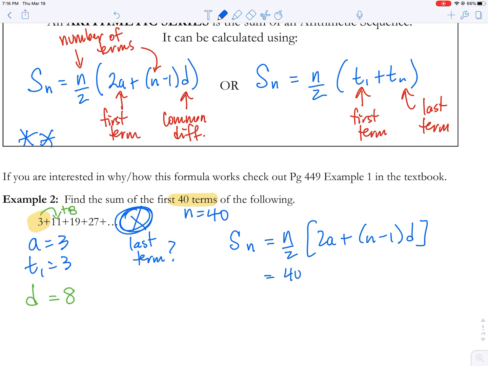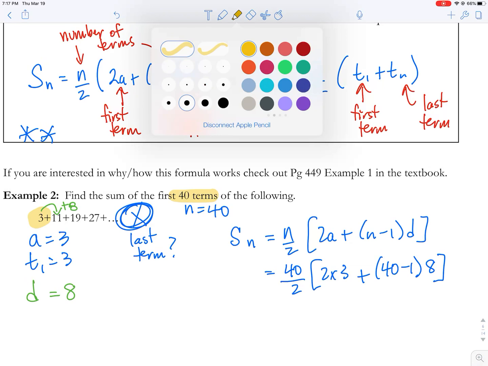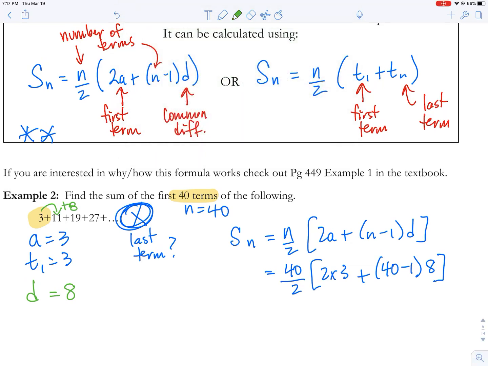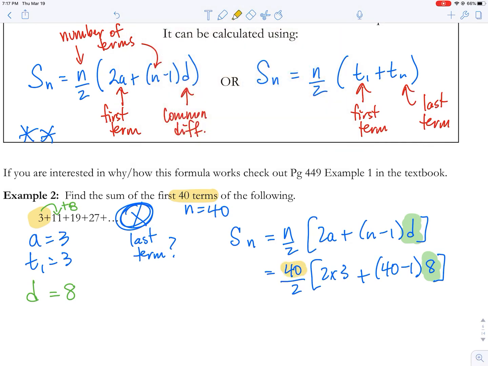N is 40, so 40 over 2, bracket 2 times 3 plus n, that was 40 again, minus 1 times 8. So all I did here was substitute in for our d that we already had figured out was 8, and the number of terms, that was n, was 40, and then we also had that our first term was 3. So that would give 20 times 6 plus 39 times 8.